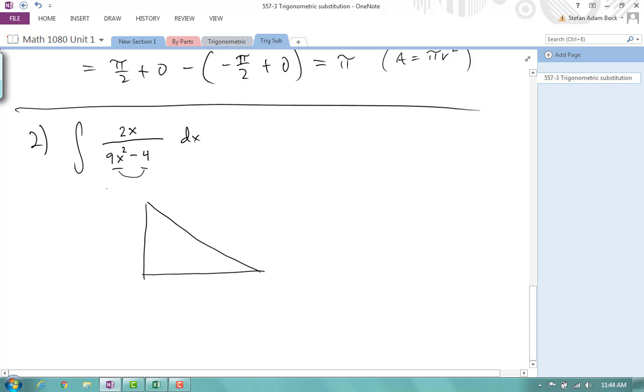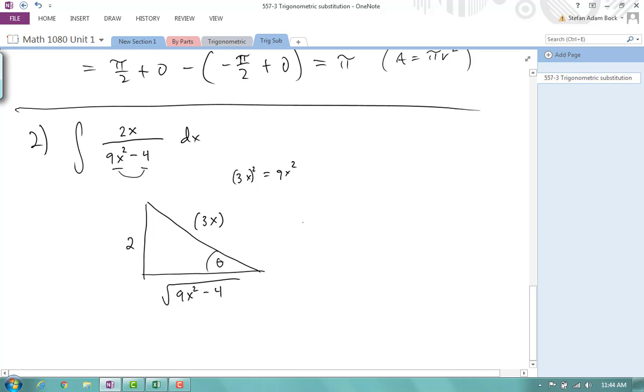The 9x squared comes first in the difference, so it's going to be the hypotenuse. But instead of having 9x squared, that's the square of the hypotenuse, so this is only going to be 3x, because 3x squared quantity is equal to 9x squared. I'll have 2 for one of the sides, leaving me with the square root of 9x squared minus 4 for the last leg. I'll pick an angle theta.